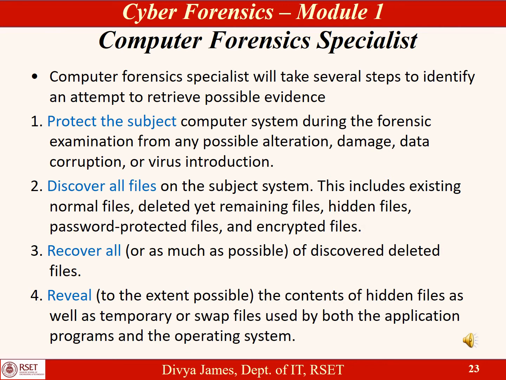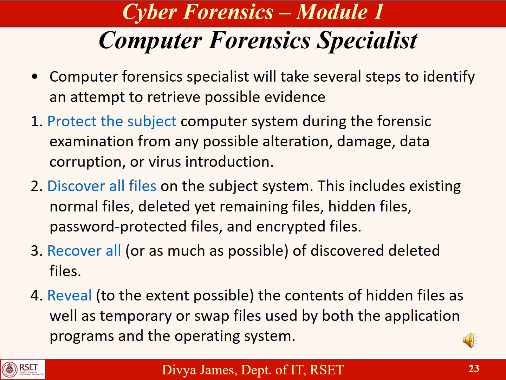Now let's have a look at the different steps to identify and attempt to retrieve the possible evidence by a computer forensic specialist. Step number 1. Protect the subject computer system during the forensic examination from any possible alteration, damage, data corruption or virus introduction. Step number 2. Discover all the files on the subject system. This includes existing normal files, deleted yet remaining files, hidden files, password protected files and encrypted files.